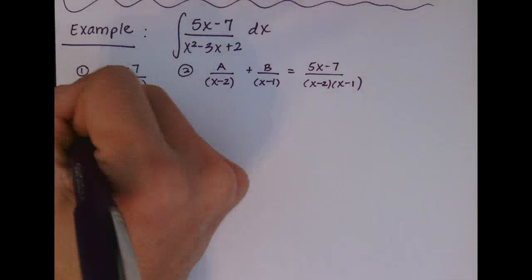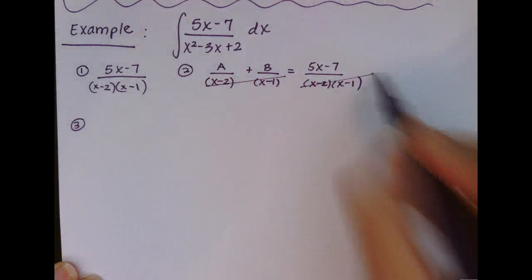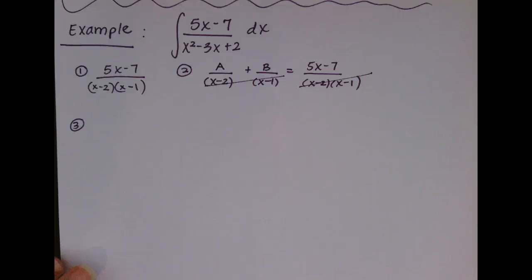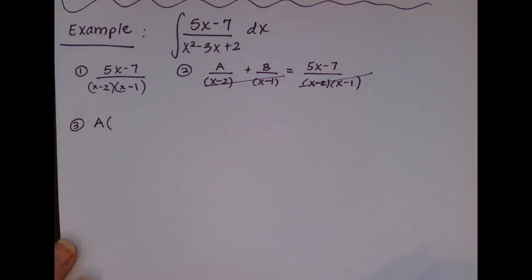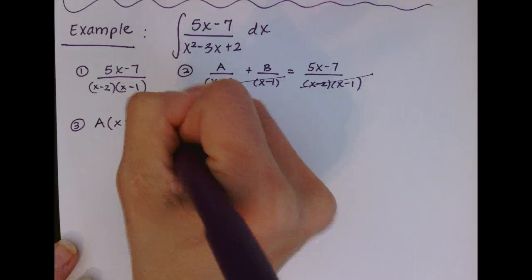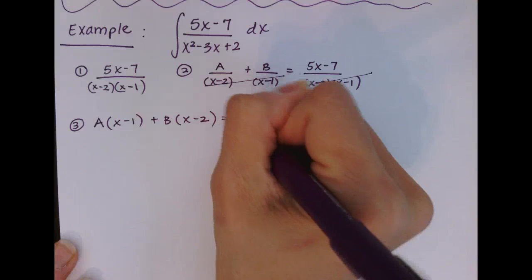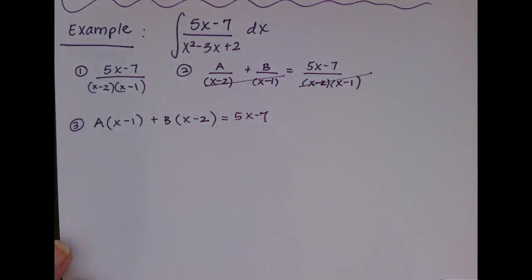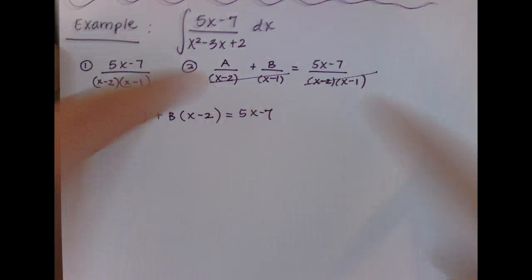Okay, the reason that it needs to be an equation is because now I'm allowed to cancel the denominators from both sides. But first, I need to take A and multiply it by x minus 1. And then I need to take B and multiply it by x minus 2 to equal 5x minus 7. So mathematically, that's how I am canceling my denominators.